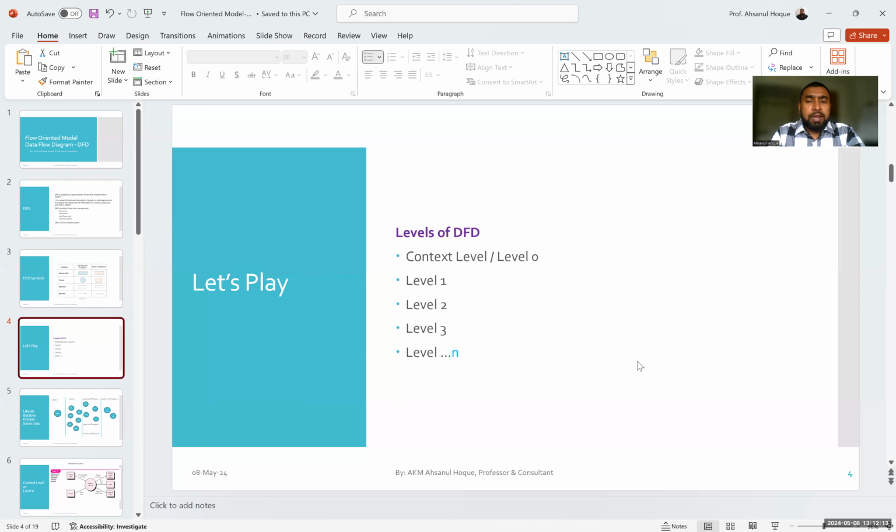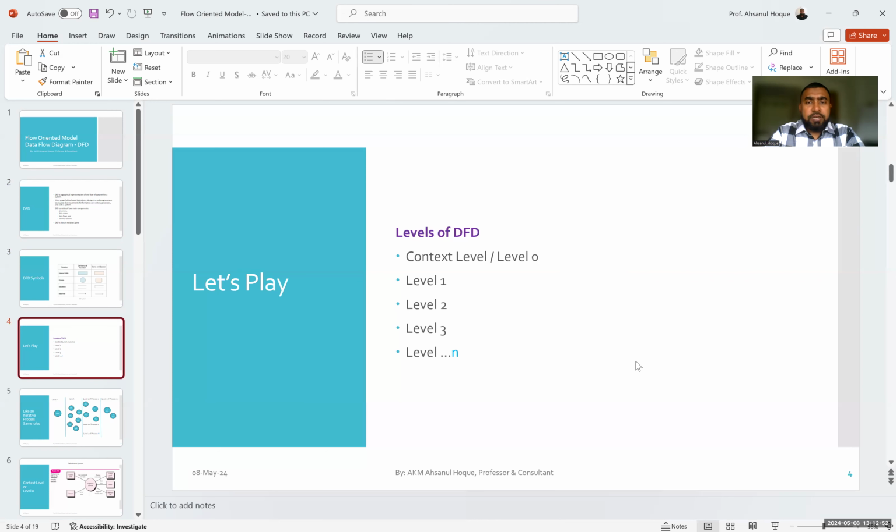Then from level one we go to level two. In level two, we decompose each of the processes we received in level one. We break each of the processes and get more processes out of it. In this way we can go to level three, then level four, level five. Actually, you can reach level n. We cannot say that my DFD ends at level two. It can go up to level three, someone can go to level five, someone can go to level six. It depends on the system.